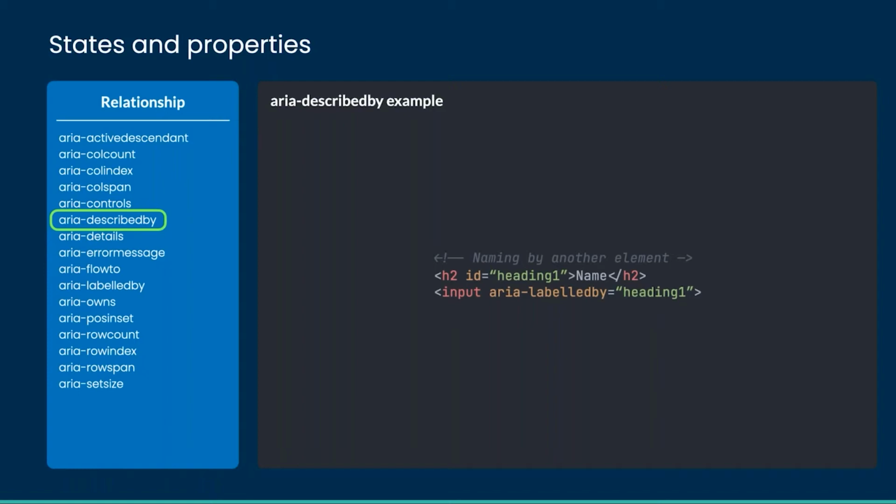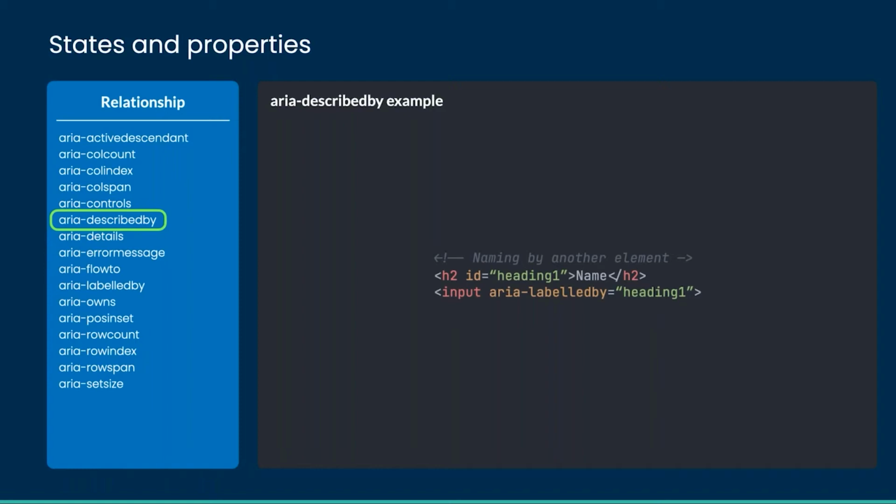I've just realized I put the wrong one in here. This isn't ARIA describedby, this is ARIA labelledby. So ignore that on the left. ARIA labelledby, I should have put. And this is taking its label from this heading here. So the H2 with the ID of heading1 is just called Name. And the input below it now has a label of Name because we're pointing at that.